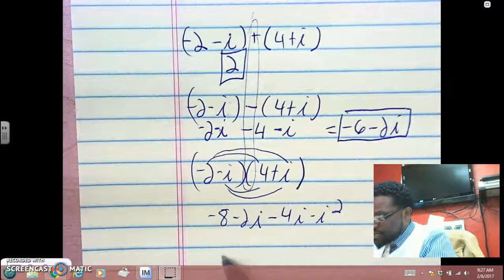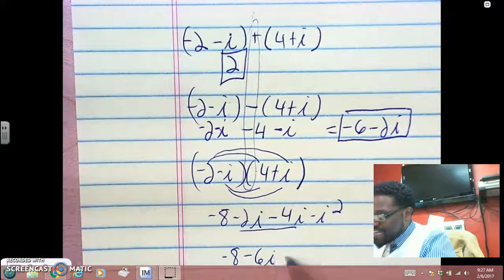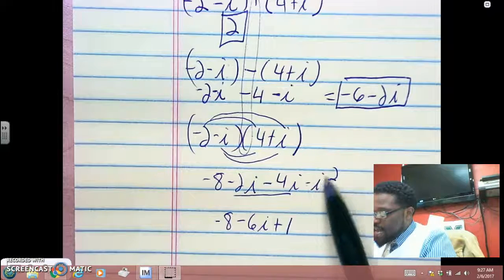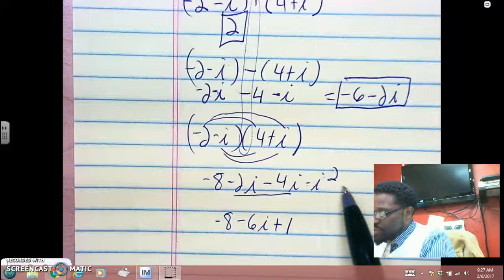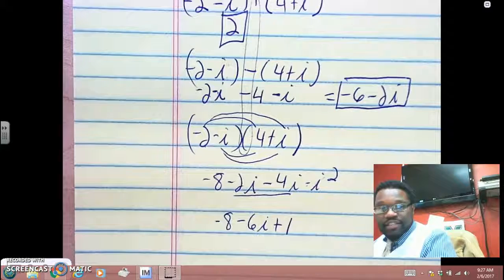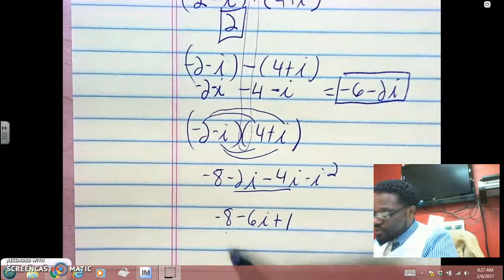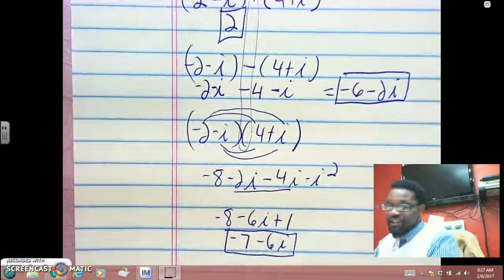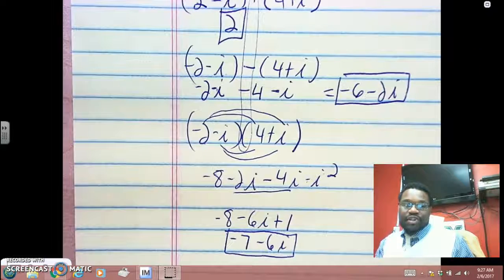Now, let's simplify. -8 minus 6i, those two right there became -6i, plus 1. So you say, where'd the plus 1 come from? Well, this is -i squared. What's i squared? -1. What's a negative -1? That's a positive 1 right there. So those two can go together. So I end up with -7 minus 6i because I wanted an a plus bi form. Now that's me showing you how to simplify or do operations with the i.